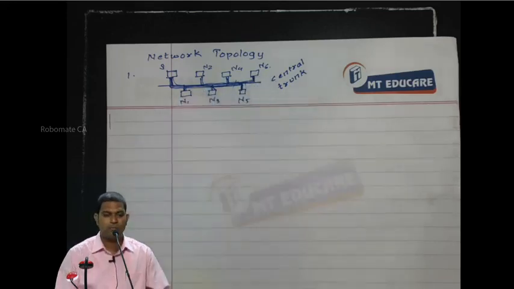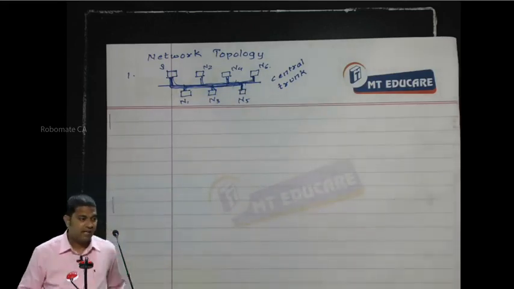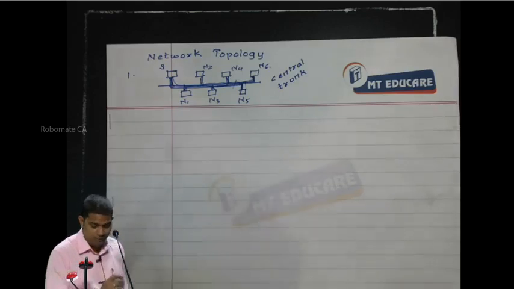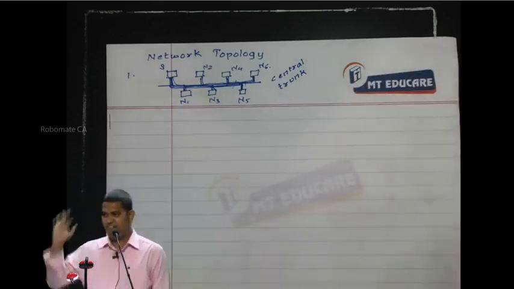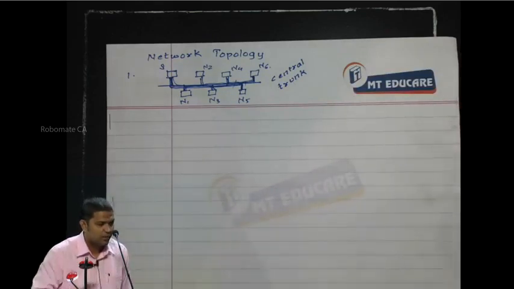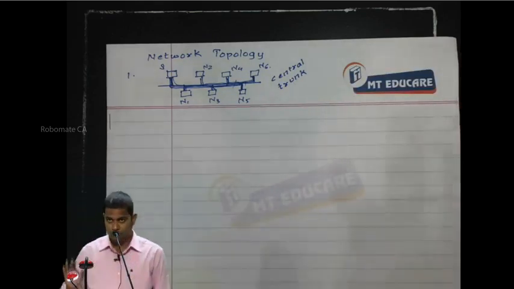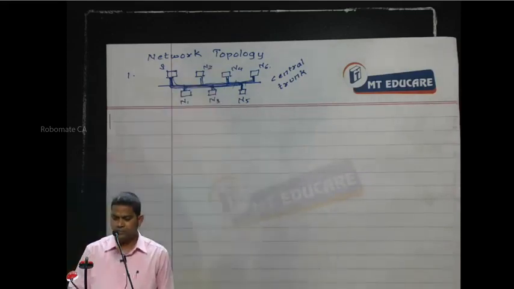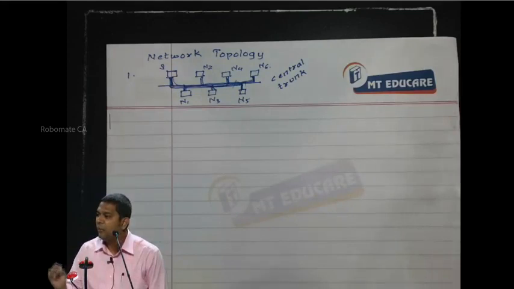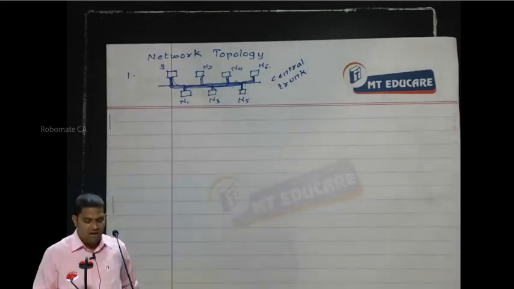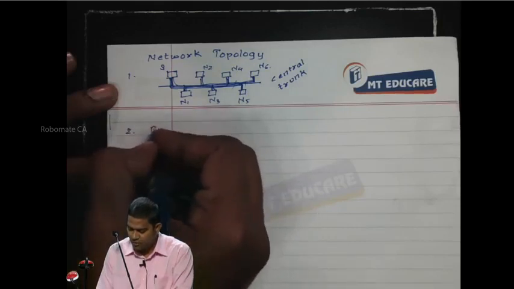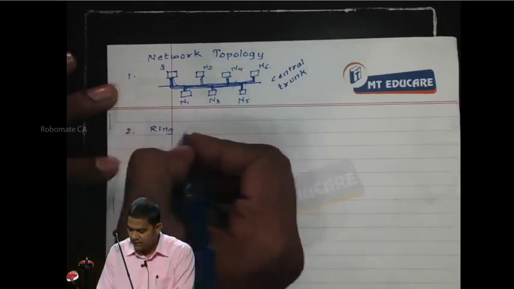Now the major disadvantage is the way it is communicating, and if there is some problem in the central conductor itself, then the entire network has to stop working. The entire network will come to a standstill. And that is the first type of topology, called bus topology. After this, we are moving to the next one, and that is called ring topology.